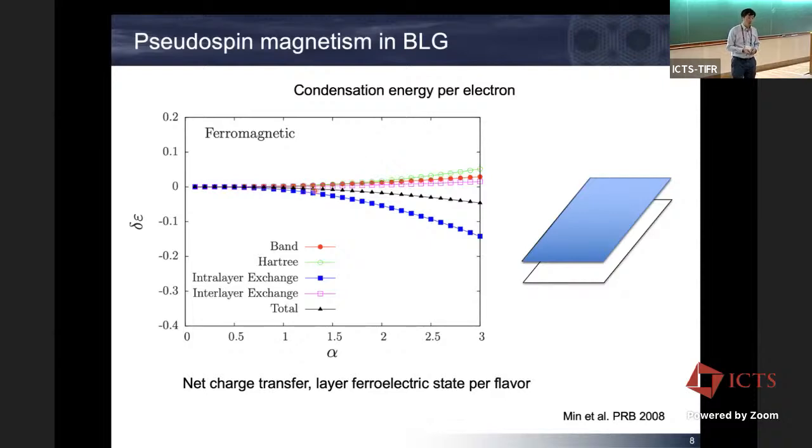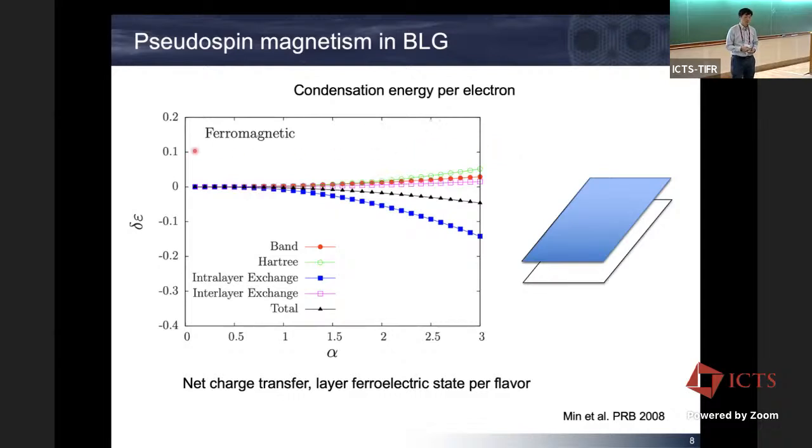So this black line is the total energy. It shows that the total energy of the system favors the ferroelectric phase, despite the fact that the Hartree energy, or the electrostatic energy contribution, goes against that kind of ordering. So this is somewhat surprising, but this was the proposal from a theory viewpoint.